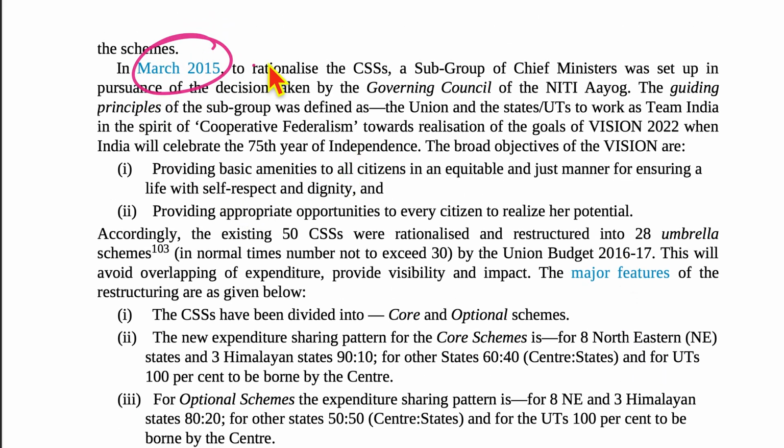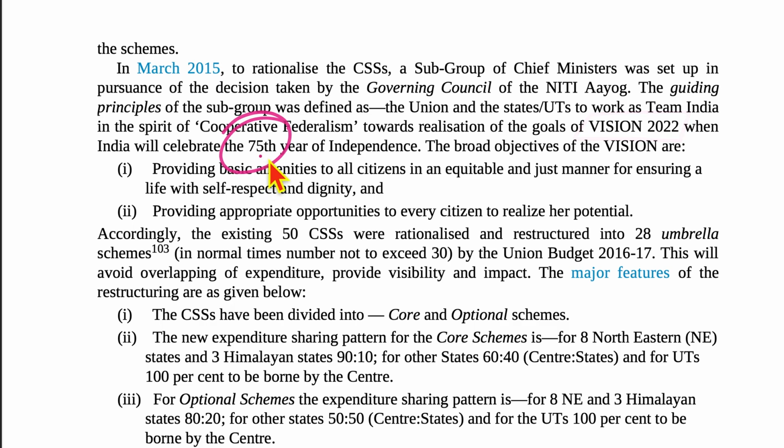Now, in March 2015, to rationalize the CSS, a subgroup of chief ministers was set up in pursuance of the decision taken by the Governing Council of Niti Aayog. The guiding principle of the subgroup was defined as Union and the states working as Team India in the spirit of cooperative federalism towards realization of goals of Vision 2022.